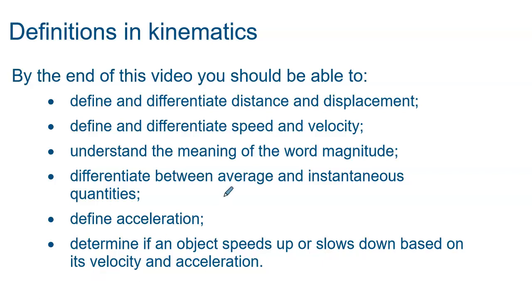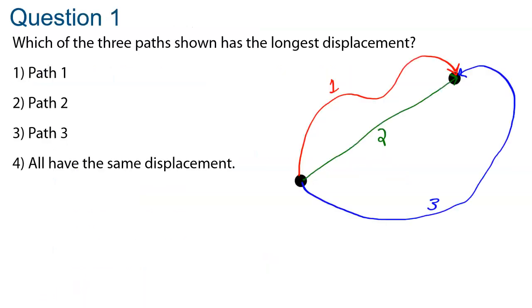I guess that you're already familiar with a lot of these terms, so to make it a little bit more interesting, we'll start by asking questions that we will then answer together. So question 1, which of the three paths shown has the longest displacement? Is it path 1, path 2, path 3, or they all have the same displacement? So take a second, hit pause if needed, and then try to answer this on your own. So the answer in here is 4.